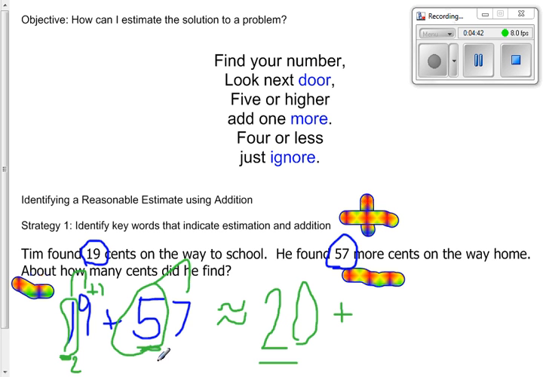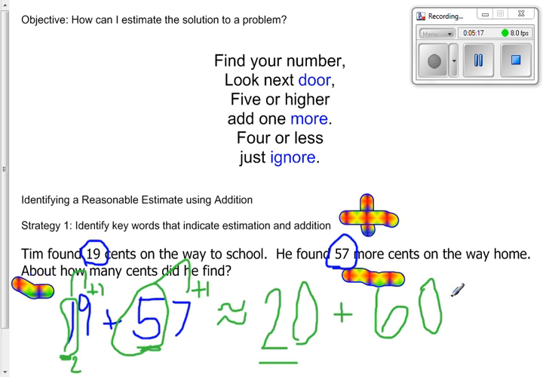Now we're going to do the same thing for the number 57. So we're going to use the same rounding poem. Find your number, look next door. We've done that. 5 or higher, add 1 more. The number 7 is higher than 5, so I'm going to add 1 more to the number 5, which is our circled number. So 5 plus 1 is 6, and everything after my rounded number becomes a 0.